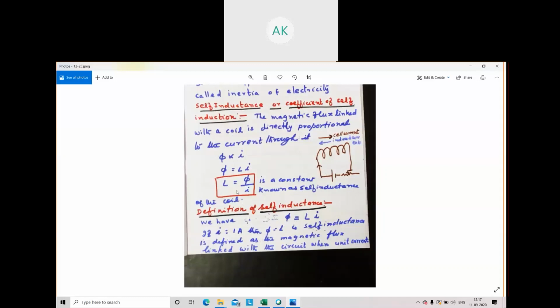So, how will you define self-inductance? Self-inductance is the magnetic flux linked with the circuit when unit current passes through the coil.